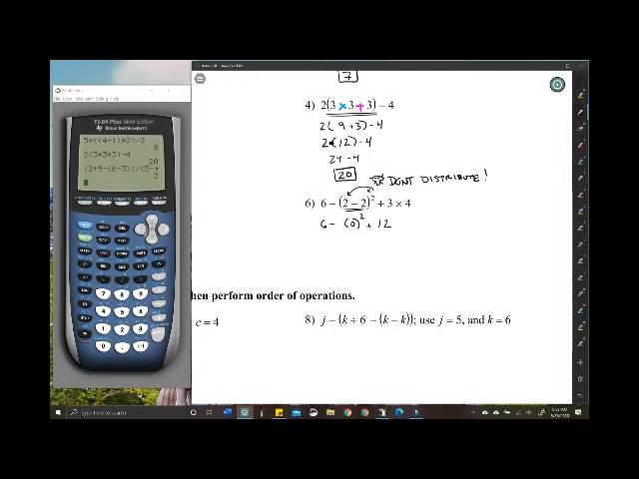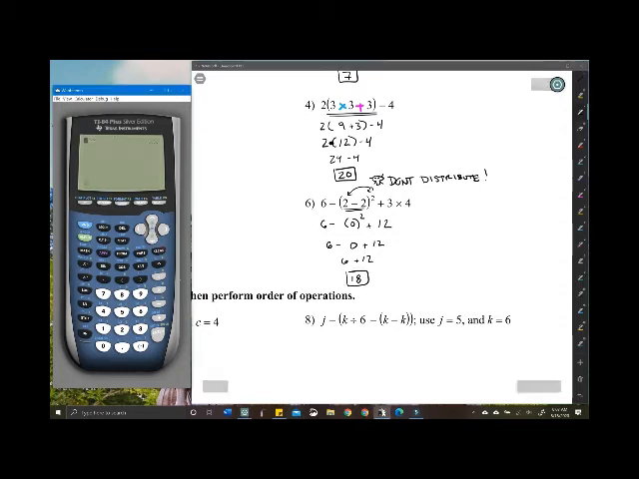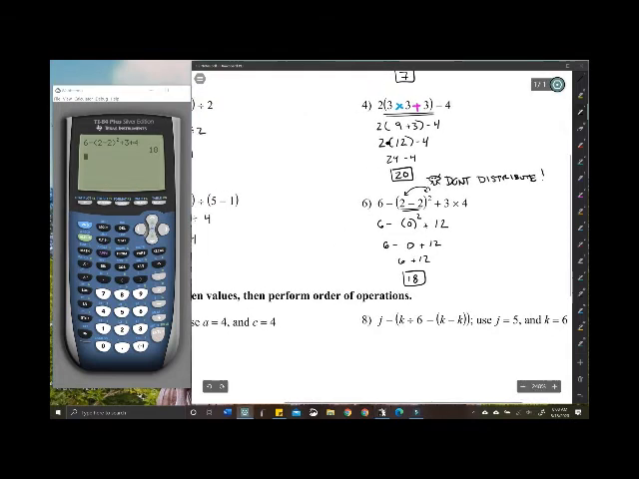Well, 0 squared is 0. Okay, so 6 minus 0 plus 12. Technically, 6 minus 0 first, so that's 6 plus 12, and that's 18. Okay, a little bit going on there. So, of course, check 6 minus 2 minus 2 squared plus 3 times 4. Boom, 18. Okay, that's it there.